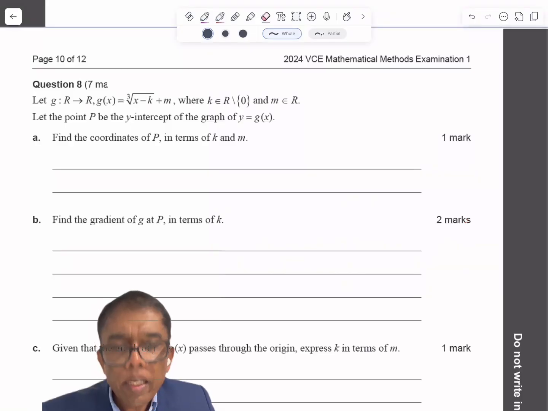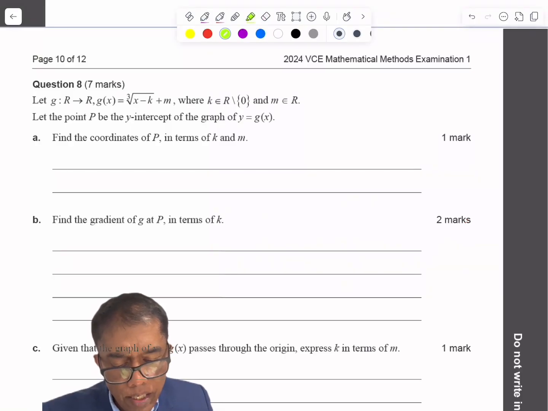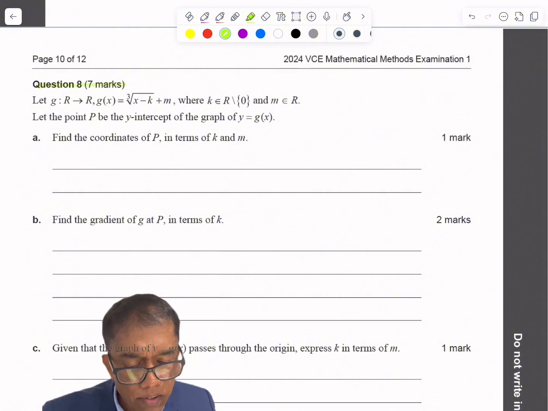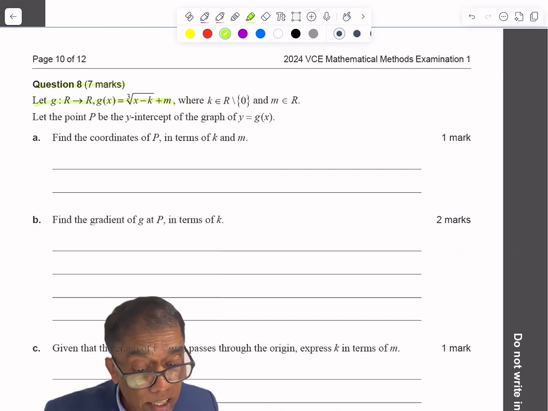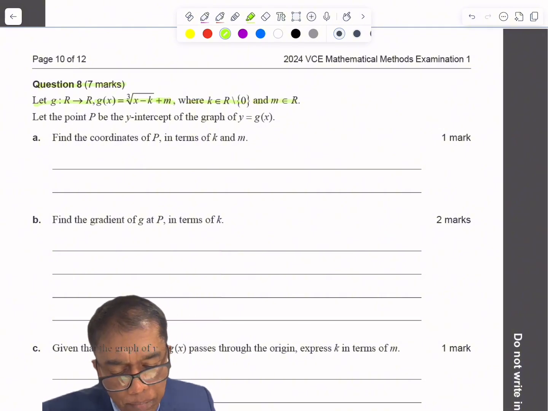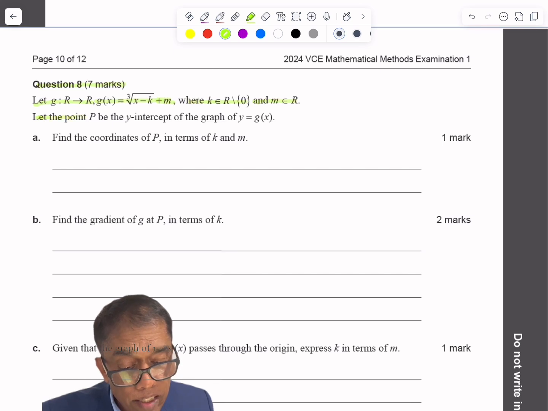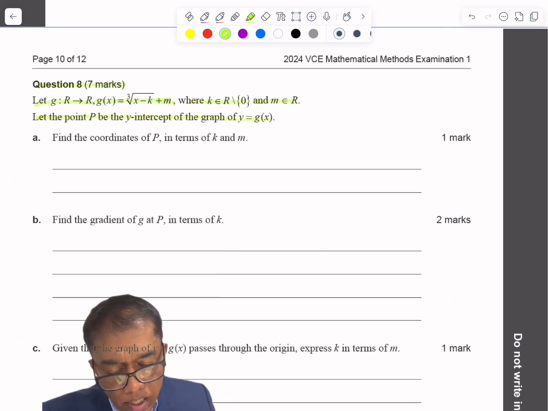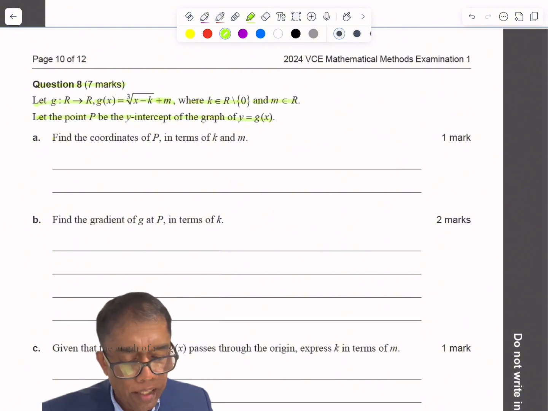Okay, let's start question number 8. Let g be a function from R to R. g of x is given by x minus k to the power of 1/3 plus m, where k is a real value except 0, but m is a real value. Let P be the y-intercept of the graph of y is equal to g of x. Find the coordinates of P in terms of k and m.